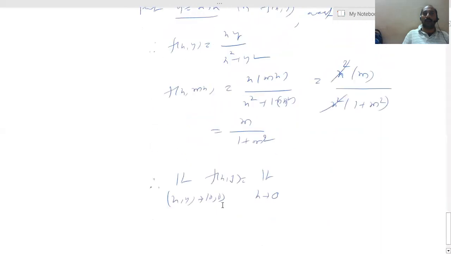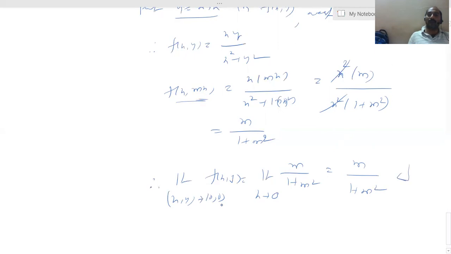It's enough. In this case, f of x comma mx value is m by 1 plus m square. Here, there is no x, so it is independent. What is m? m is arbitrary. You take m equal to 1, I take m equal to 1 by 2. I get one value, you get one value. Some other person puts m equal to minus 2, he gets some other value. So this is not a unique value.